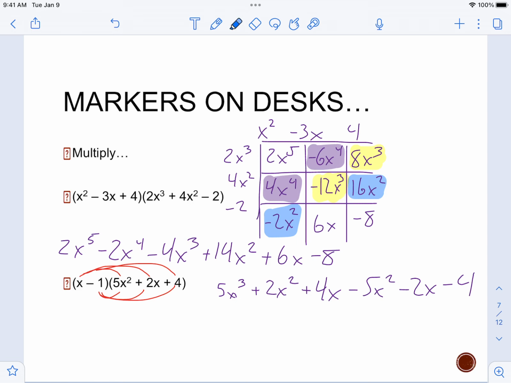Right, and then it's just combining like terms. Let's see, there's only the one x cubed, but there are a couple of x squareds, and there are a couple of plain x's. So that's all of my like terms kind of grouped together by color. 2 minus 5 for the x squareds is a negative 3, so minus 3x squared. 4 minus 2 is plus 2x, and then minus 4 for the constant.